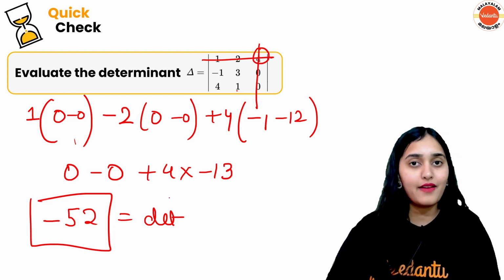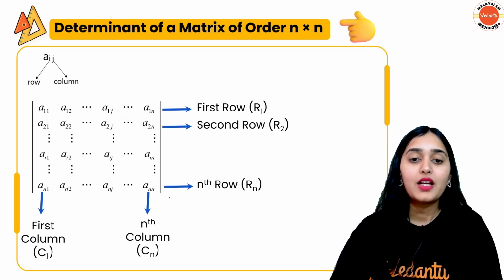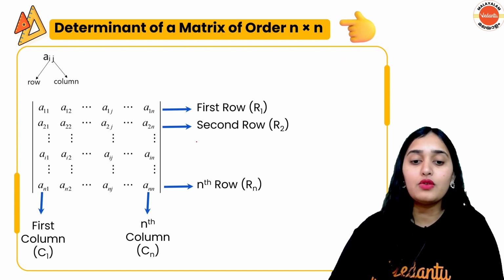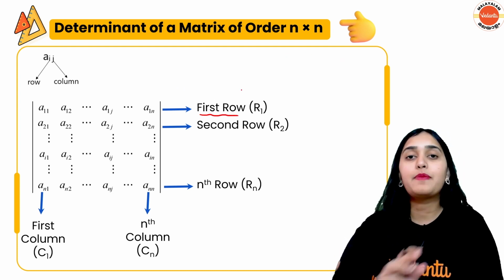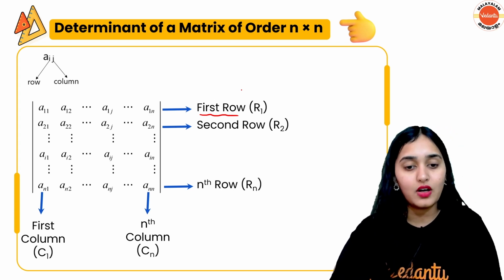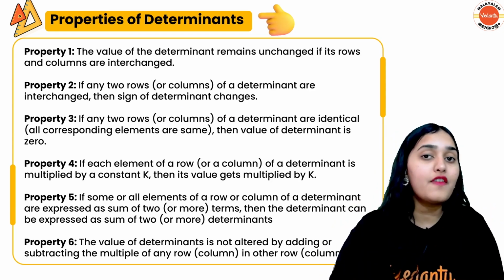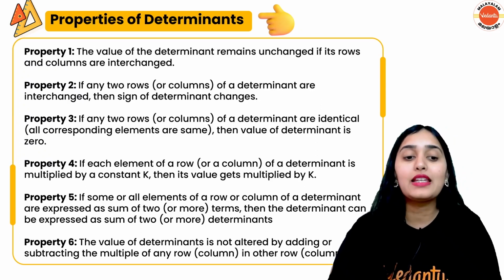Okay, delta value. Simple. So for determinant of a matrix of n cross n also, we will do the same thing. Take the first row, expand along the first row or first column or second row, second column, anything. Now there are some properties of determinants which are important and you should know.